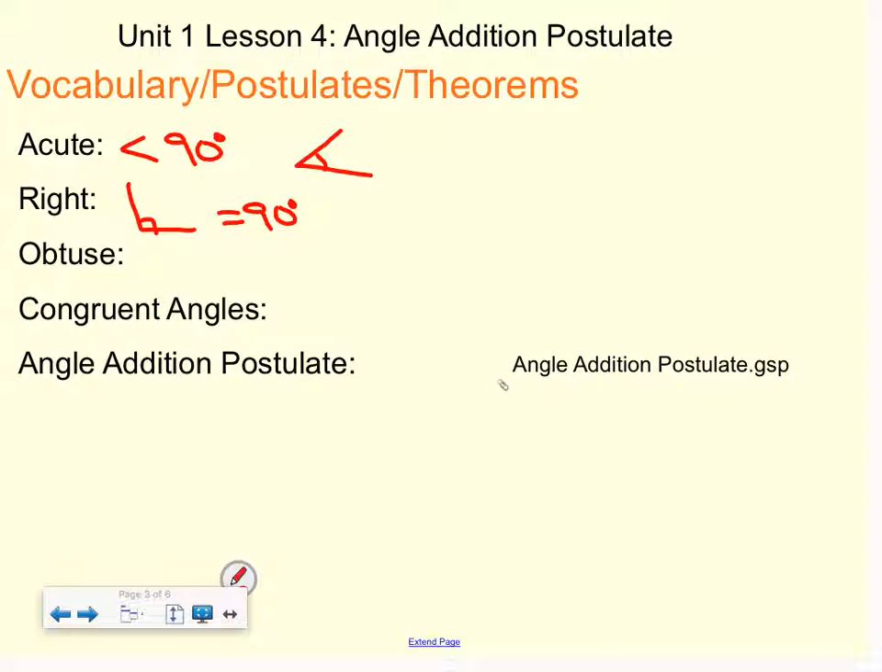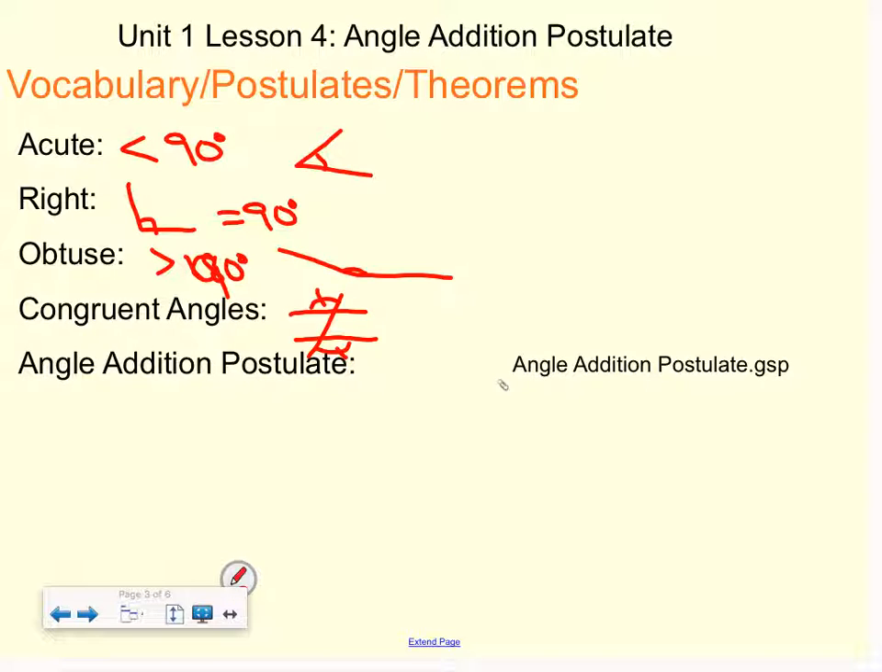An obtuse angle is the other one, and this is any angle that is greater than 180 degrees. And if you needed an example, that would be an obtuse angle. Sorry, not greater than 180 degrees, it's greater than 90 degrees. Congruent angles, obviously you know what congruent means. If you have angles that are congruent, the symbol that you're going to use is just a little dash mark through the arc that we have in the angle.